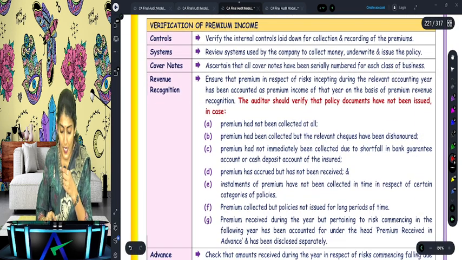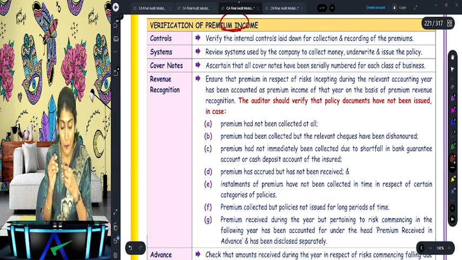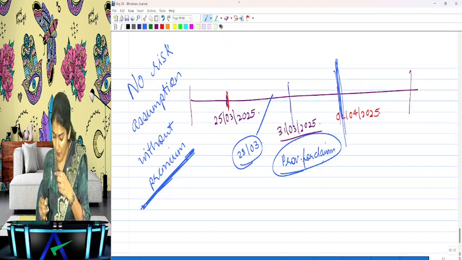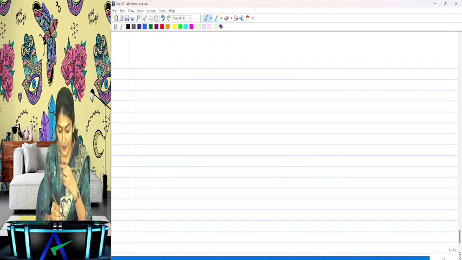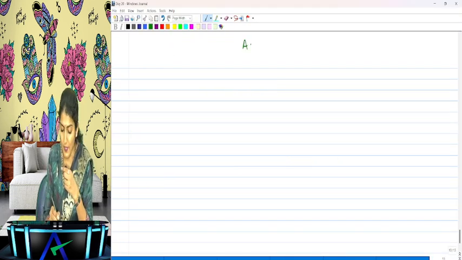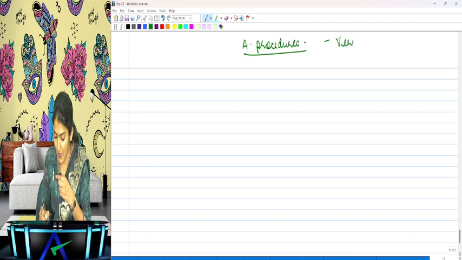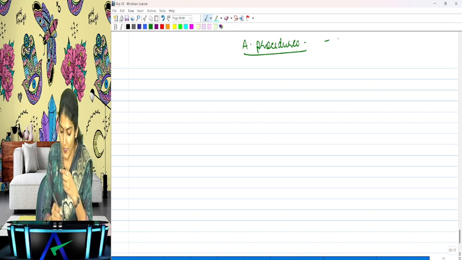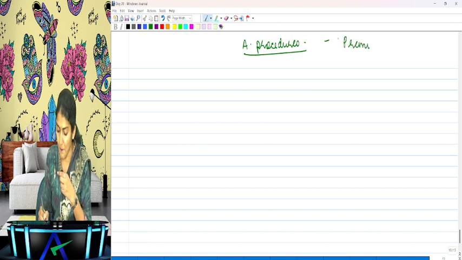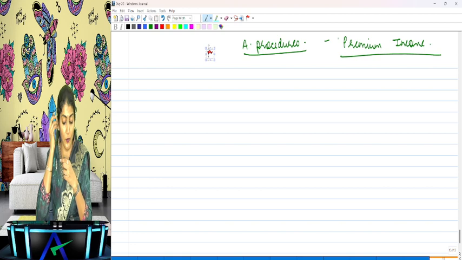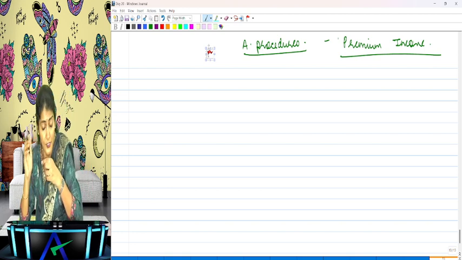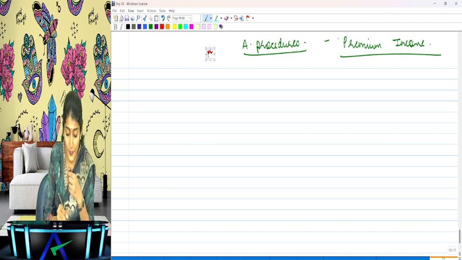Okay. Right. Now coming to the verification of the premium income. So now we are talking about the audit procedures for the verification of the premium income. Are you all with me? Audit procedures for the verification of the premium income in case of the general insurance company. Right, now we are talking about which insurance company? General insurance company, right? So one introductory.